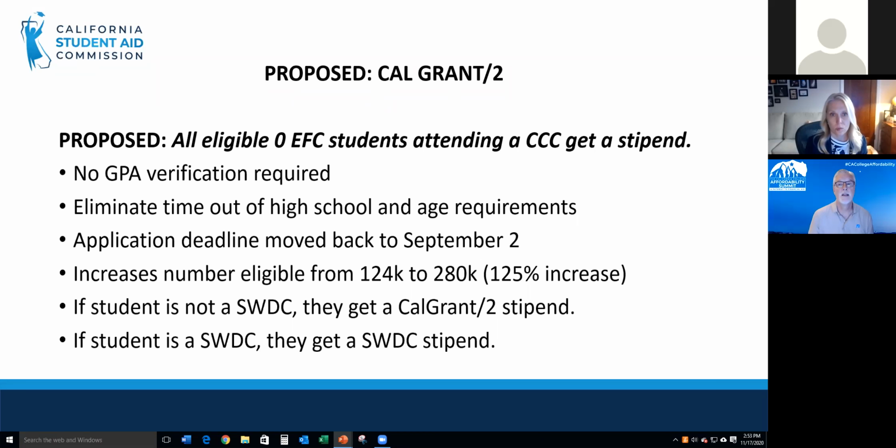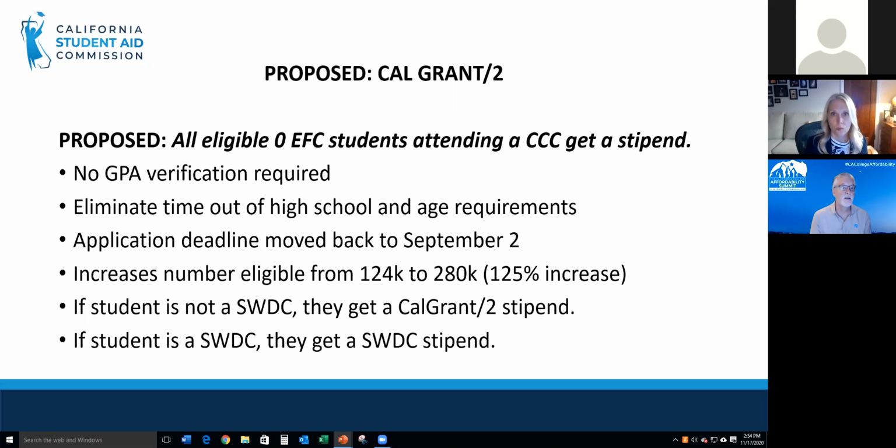So essentially what we're proposing here are two separate Cal Grant programs. A unique Cal Grant program called Cal Grant 2, specifically for California community college students, and a Cal Grant 4 for students who are going to the various four-year institutions that Cal Grant serves. I'll start with the Cal Grant 2 proposal. What we are proposing here is that all eligible students who have 0 EFC, who are attending a California community college, get a Cal Grant stipend. So a Cal Grant 2, as proposed, is a stipend.